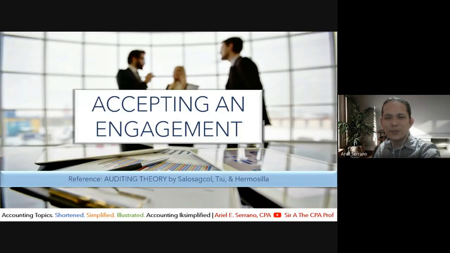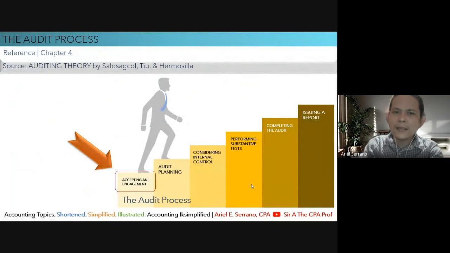Okay, hello mga students. So, dito na tayo sa accepting an engagement, which is the step 1 of the audit process according to Salosagcol and Hermosilla. So, basically doon sa ating ladder, andito tayo sa accepting an engagement.